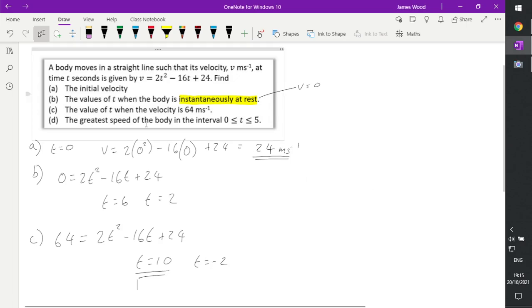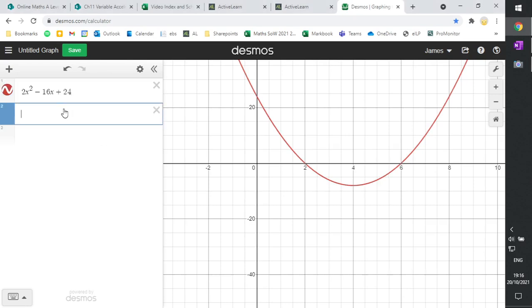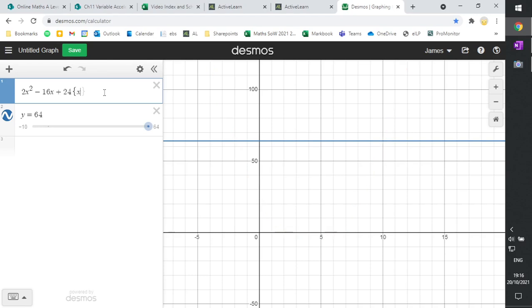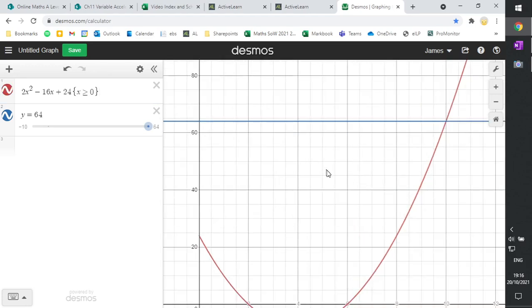The one that we just worked out was when the velocity is 64. So we can draw on y equals 64. There's that line. One intersection is at t equals 10 and the other is at minus 2. Okay, so really it's just that this is following a quadratic curve, but we're only really interested in the positive x values because we obviously start counting at t equals 0. You could actually draw just a section of it on Desmos, so you could specify for x is greater than or equal to 0 and just draw a part of the graph. So this is really what we've modelled.